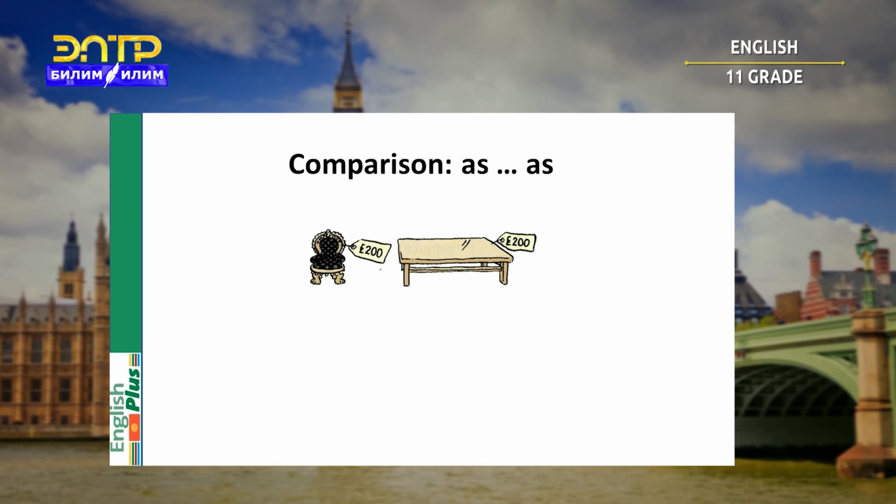Now, look at the screen, please. You can see a chair and a table. How much do they cost? The chair costs £200. The table also costs £200. So, what can I say about the chair and the table? I can say that the chair is as expensive as the table.